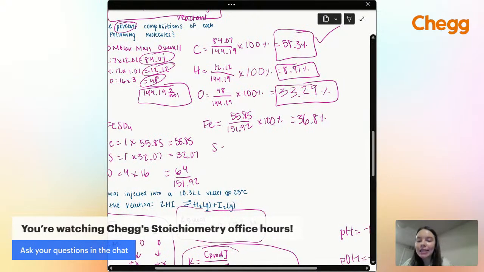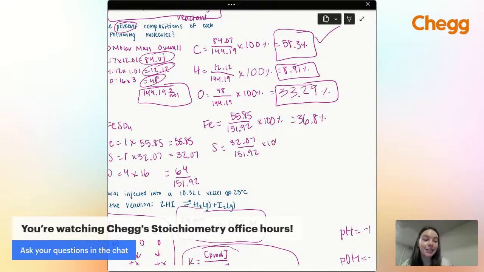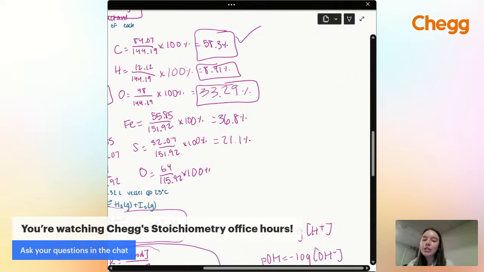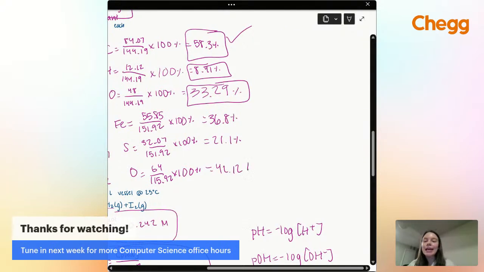For S, we get 32.07 over 151.92 times 100%. Put that in the calculator, and we get 21.1%. And then last, O is 64 over 151.92 times 100%. And we get 42.12%. Add those all up and you get 100%.